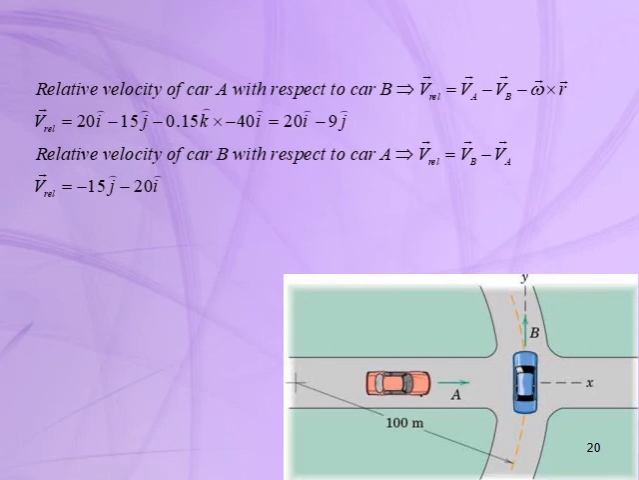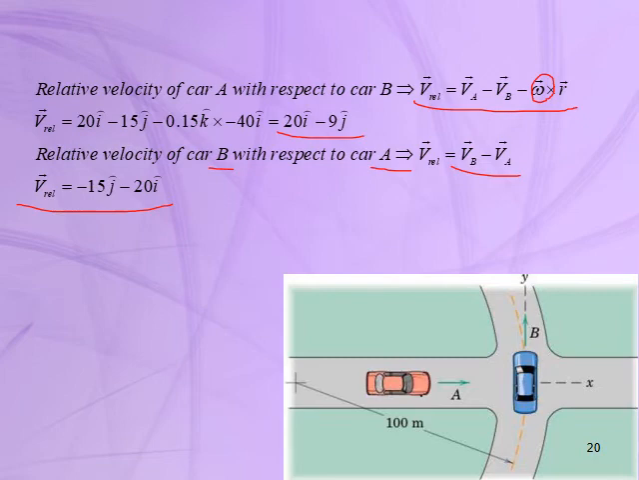So the relative velocity of car A with respect to car B is equal to this term, and as you can see here we have omega because the attached relative coordinate system is rotating. So the relative velocity of car A with respect to car B, by substituting and simplifying, is 20I minus 9J. And the relative velocity of car B this time with respect to car A is different. It's equal to VB minus VA, and if you substitute here, you can extract that the relative velocity in this case is minus 15J minus 20I.